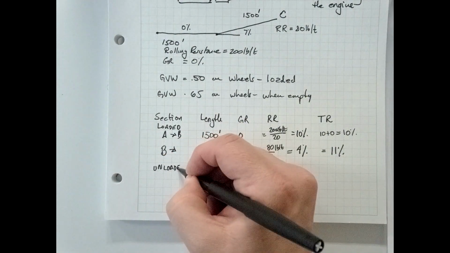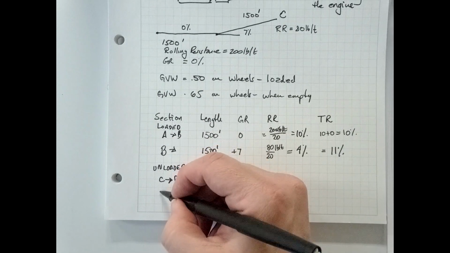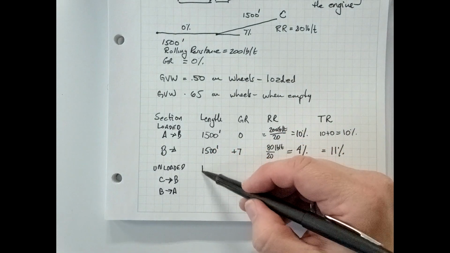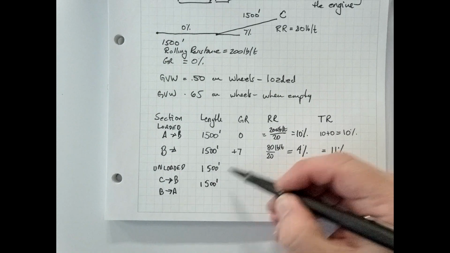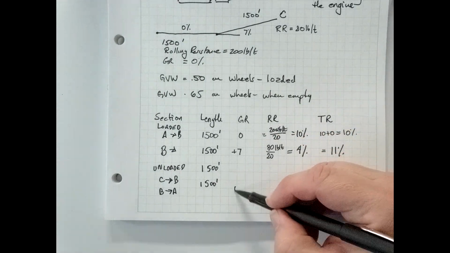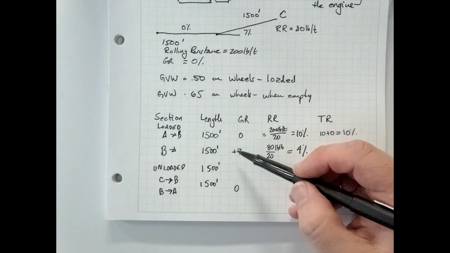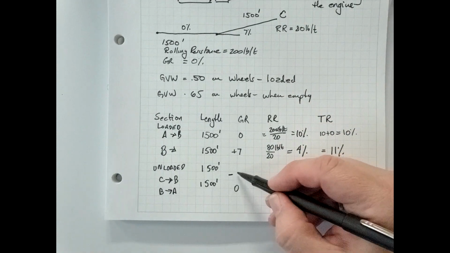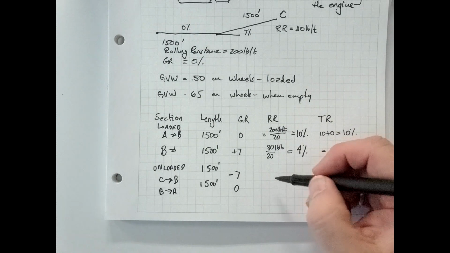So we also have our unloaded grade resistance. We have C to B, and we have B to A. Well, length is still 1,500 feet for both of these. The grade resistance for B to A is still 0, but the grade resistance from C down to B is minus 7, right? It's an assisting slope as opposed to an opposing slope.